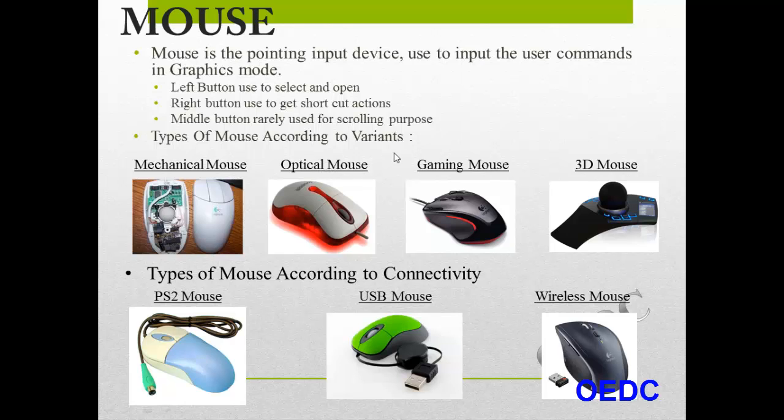Types of mouse according to variants: mechanical mouse and optical mouse. An optical mouse has a light sensor, and a mechanical mouse has a ball sensor, trackball that is. Then gaming mouse, gaming mice are also optical mice, and a 3D mouse is also an optical mouse, and a trackball is also there. Then types of mouse according to connectivity: PS2 mouse, which has a PS2 port. Then USB mouse, which has a USB cable. Wireless mouse, which has a Bluetooth connection.